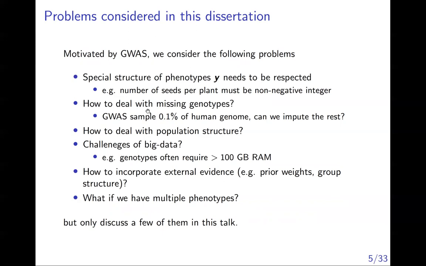How do you deal with missing genotypes? GWAS samples 1 million SNPs, but there are 3 billion base pairs in the human genome. So can you impute the rest? Is there meaning in doing that? Population structure is a major confounder. How do you deal with that? How do you even compute with such big data, big Y, big X? If they're so big, it's not trivial to deal with them. And what do we do when we have multiple phenotypes? So these will be discussed in the next 1 hour.